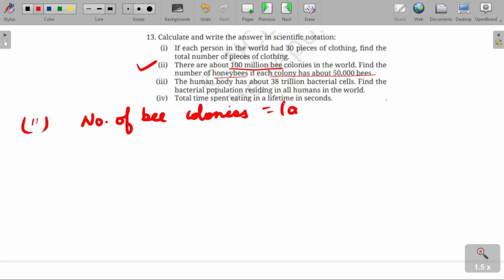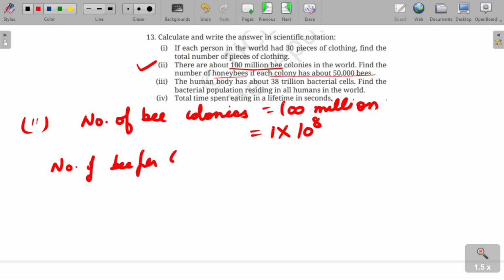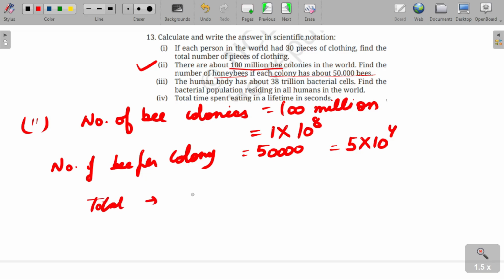This is 100 million, right? 100 million means 1 into 10 raised to power 8. And the number of bees per colony is also given to you. This is 50,000, which can be written as 5 into 10 raised to 4. So they are asking for total honeybees, right? The number of honeybees will be 5 into 10 raised to 4 into 1 into 10 raised to 8. So this is simple, 5 into 10 raised to 12. This was simple, right? We just calculate this.